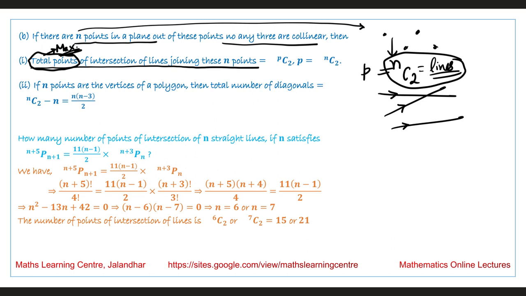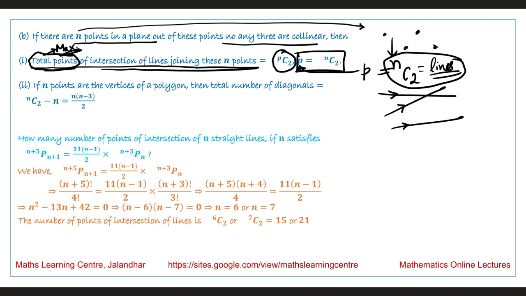Suppose we are saying this value is P. Now out of these P lines we have to choose two lines, and that will give us the point of intersection. So we are saying the maximum number of points of intersection of these lines joining endpoints is PC2, where P is the number of lines that are obtained by joining these points.